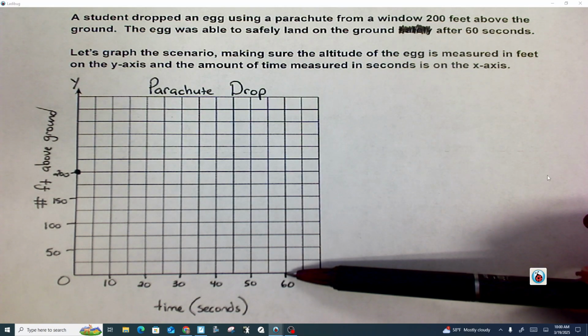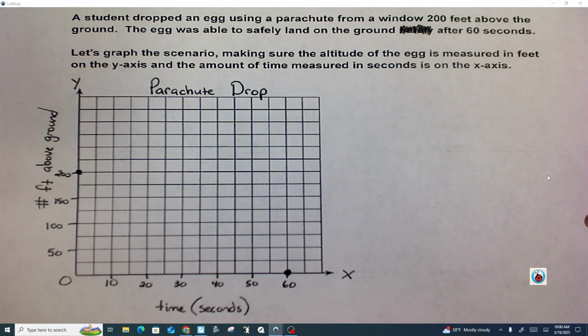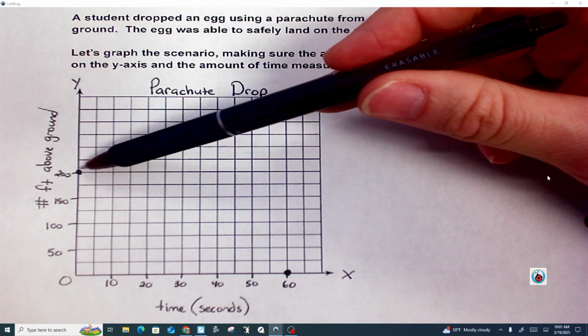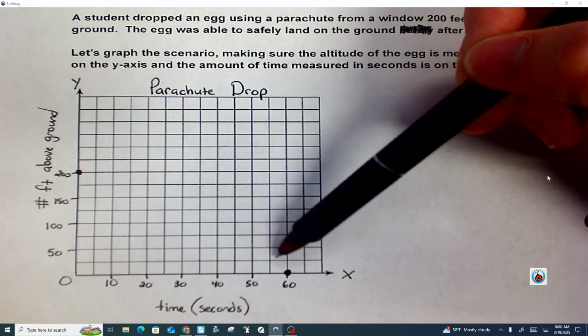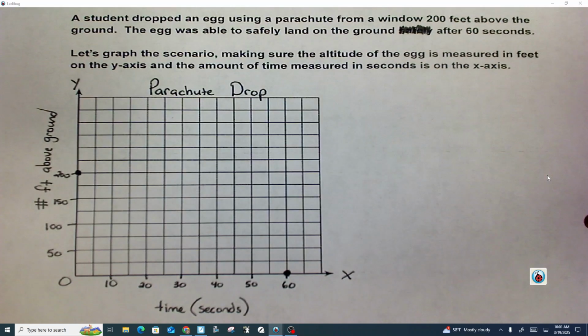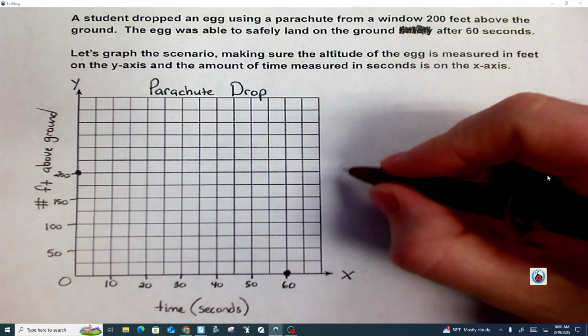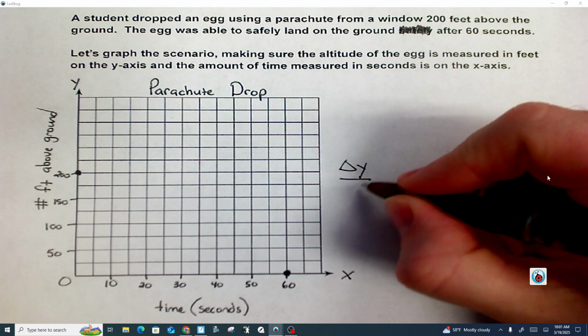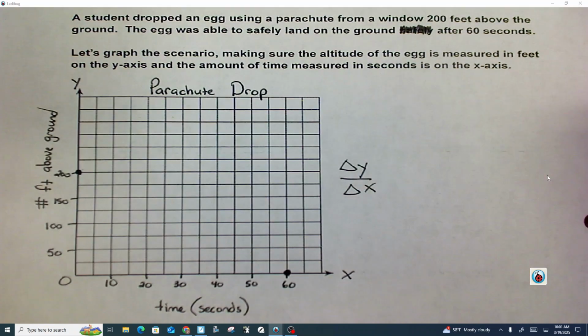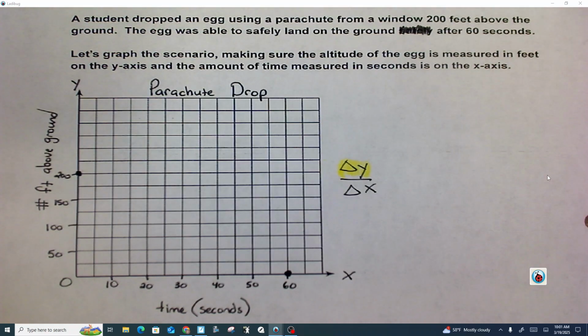How many points do we need to find the rate of change? We just need 2 points on here, right? That's it. That's all that we need. So let's go put change of y over change of x, just so that way it's a template. So there we have it.